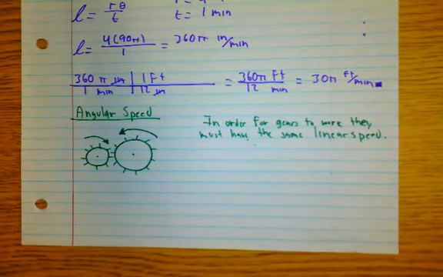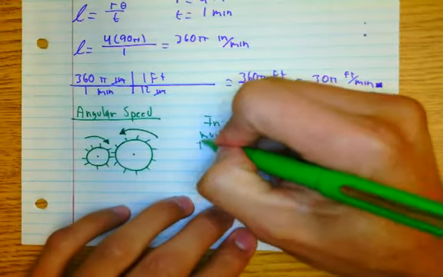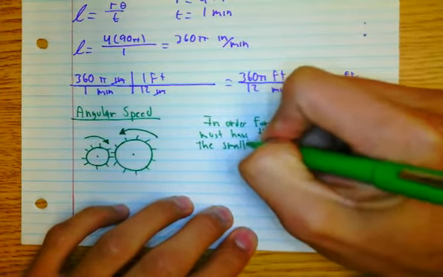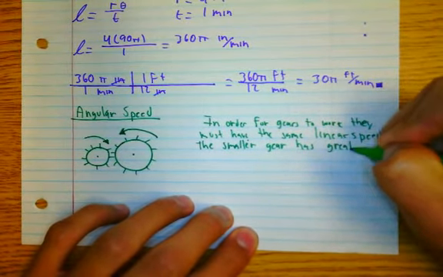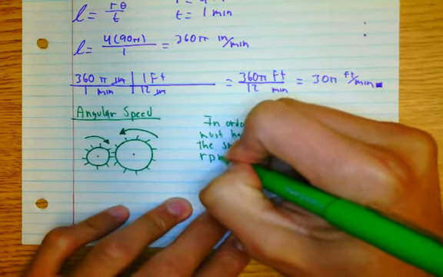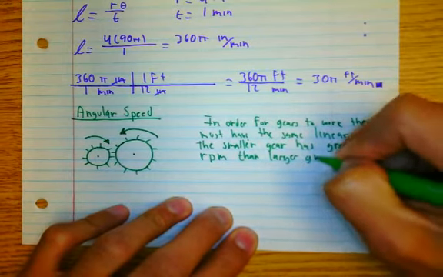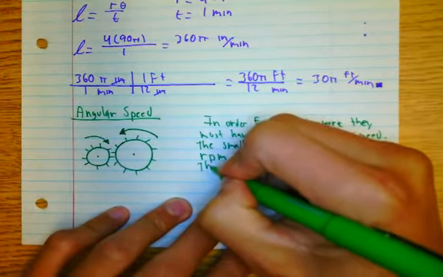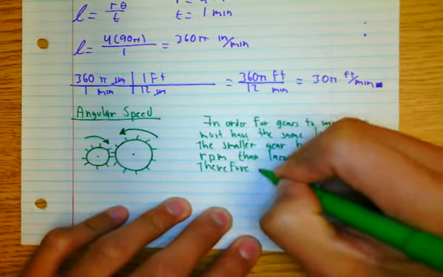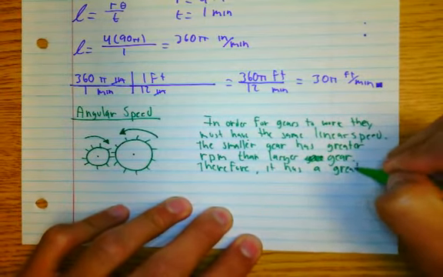Okay? So, the smaller gear has greater RPM than the larger gear. Therefore, it has a greater angular speed.